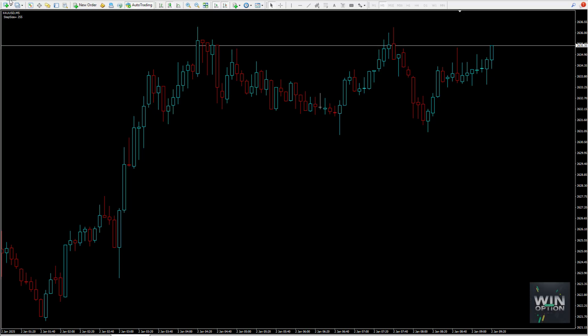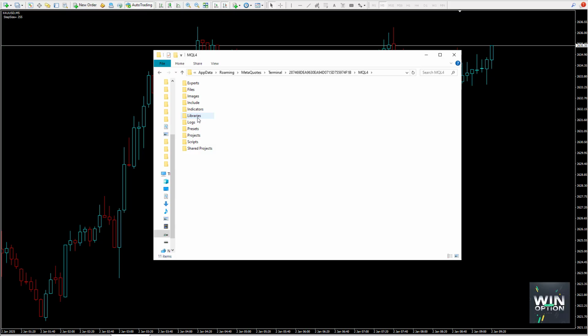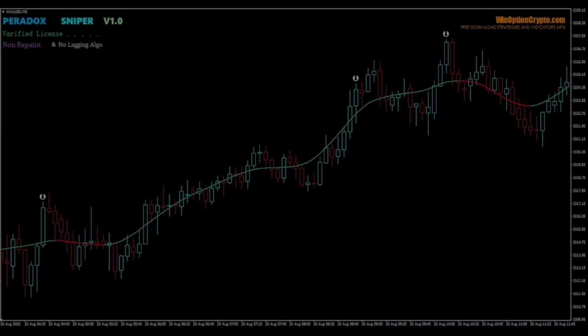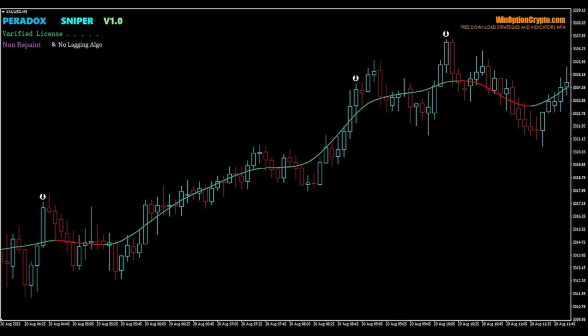Let's install the Peradox Sniper indicator in the MetaTrader 4 terminal. The indicator itself, like our template with all its settings, is installed in the standard way. Nothing complicated. You'll find a link to the indicator archive and detailed installation instructions in the description below this video. Now let's look at the indicator's operating principle and key settings.